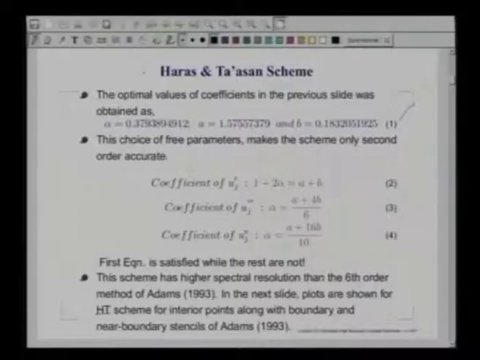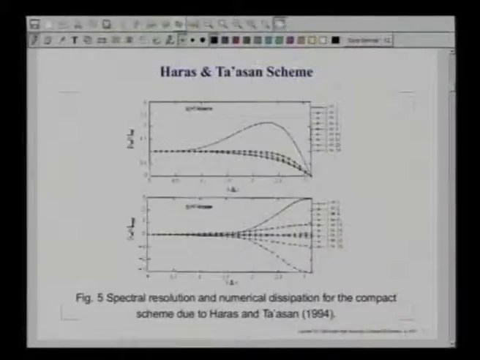And what we do is we take the Harasan-Tasan scheme, which was developed for a periodic problem. To accommodate a non-periodic problem, we have taken some additional near boundary closure that is due to Adams, okay, and we will see what it does. And once again what we notice is that the performance parameter is k equivalent by k, and it has 2 parts.